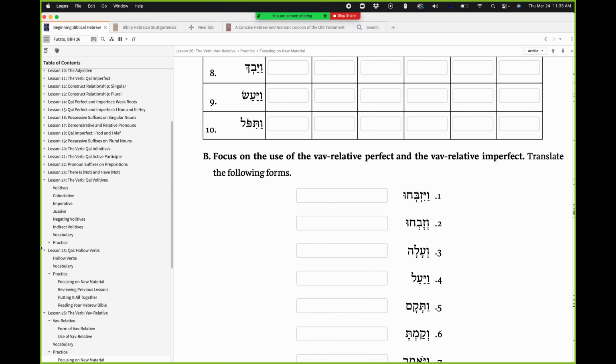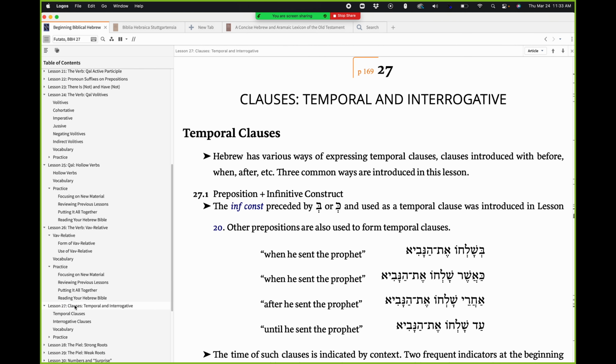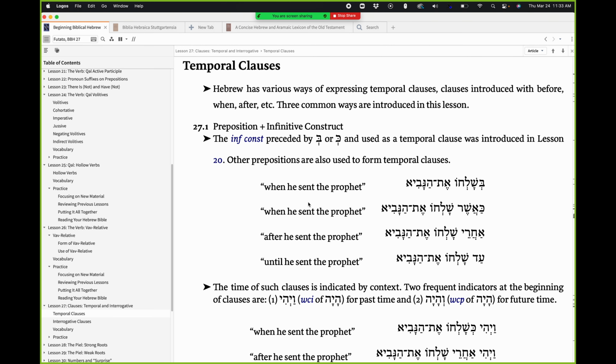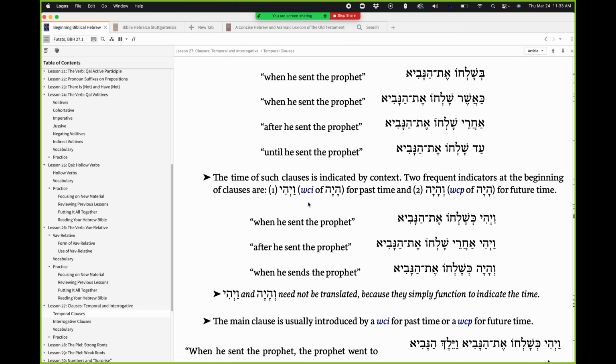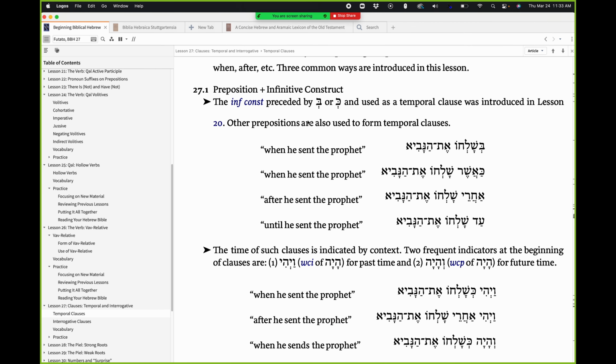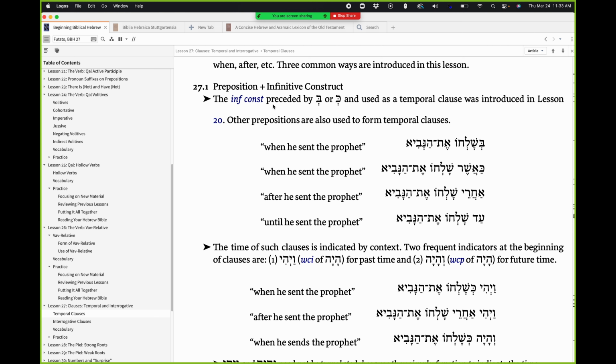All right, let's look at 27 real quick, see if there's anything here that you need to pay special attention to. These chapters tend to take what you've already learned and synthesize it in a new way. So here we're just looking at how to create a temporal clause, it looks like. Bet or kaf plus an infinitive construct is going to give you contemporary time. So when or while or as would be the translation. When he sent the prophet, as he sent the prophet, while he sent the prophet.